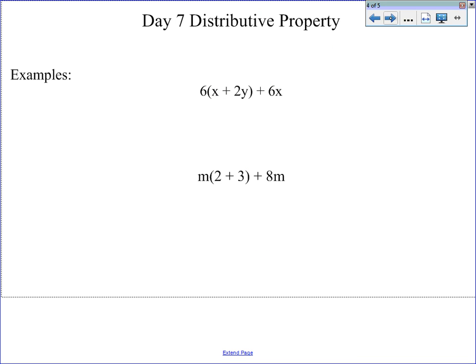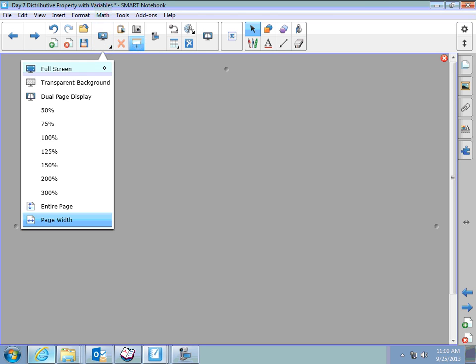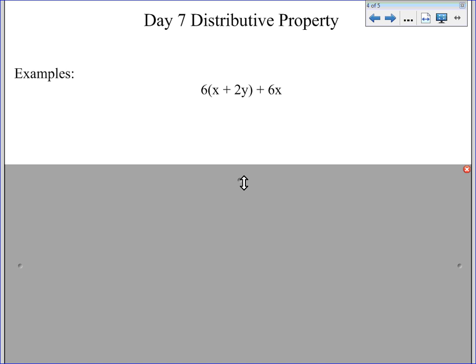Now, if we want, we can kick it up a notch and use the distributive property and then we're going to have to utilize what we learned yesterday on our combining like terms and take it a step further. So the first thing we're going to do when we see this parentheses with the number out front is we know we need to distribute. We're going to get our 6 times our x to get 6x, plus 6 times 2y. 6 times 2 gives us 12, and we tack on our y. And then don't forget about this 6x here as well. We've got to bring that down.